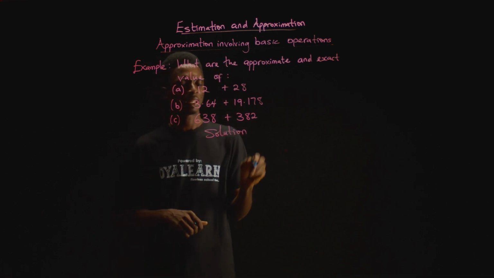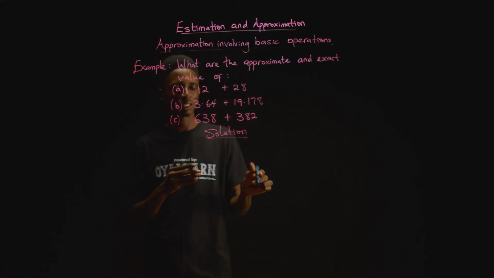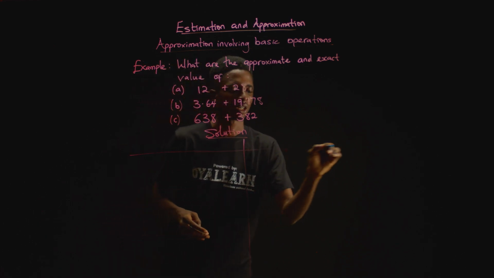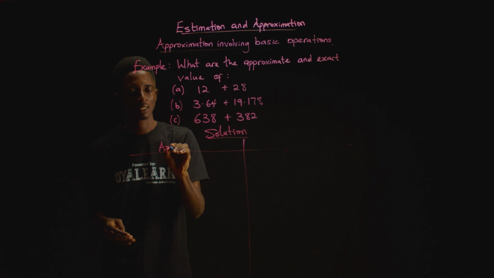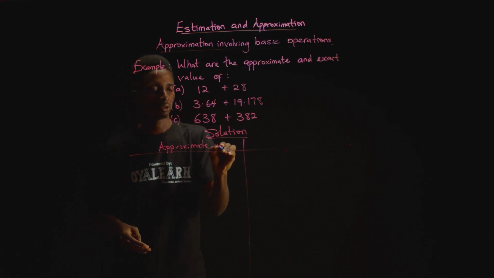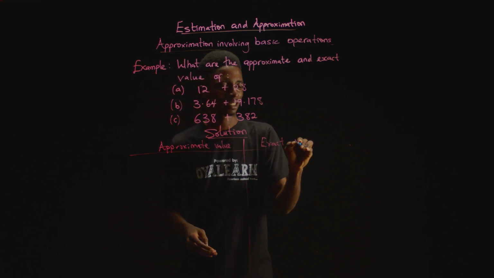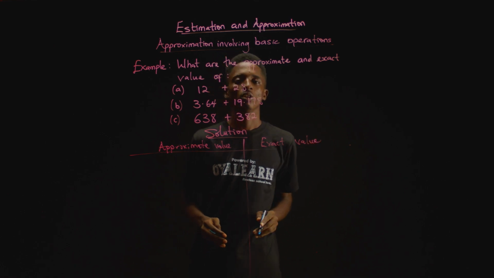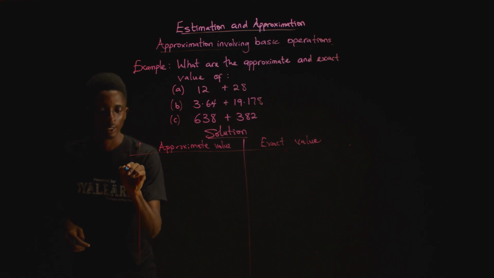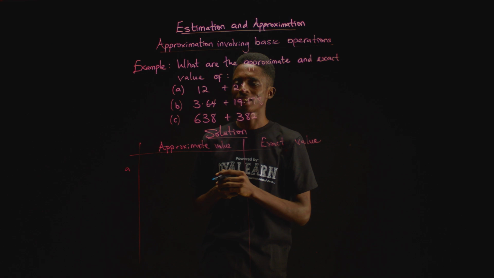Solution. Now, since we are to do the approximate and exact, I will do it side by side. So on this side, we'll have approximate value, and then here we have exact value, so that we can see it distinctively. So A, we have to do 12 plus 28.